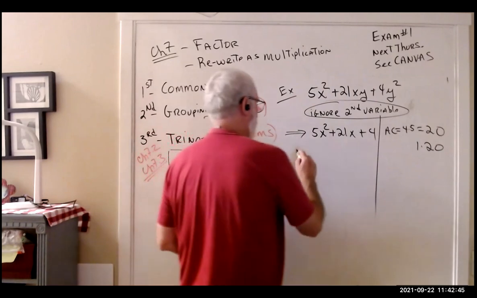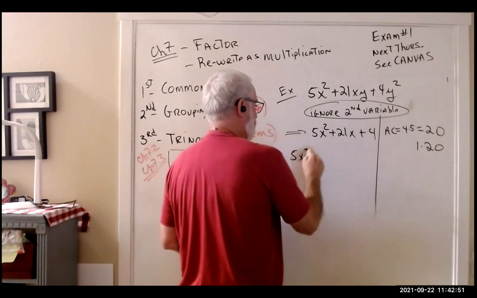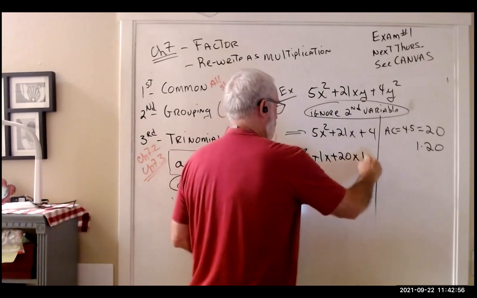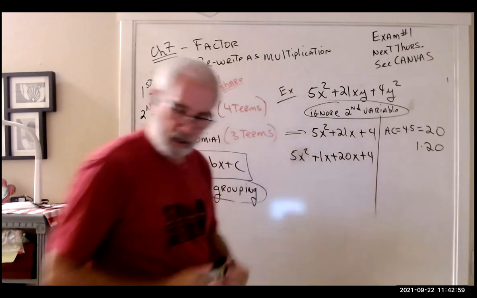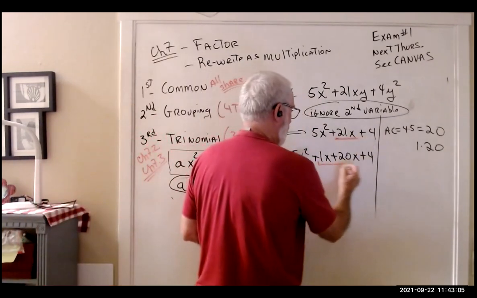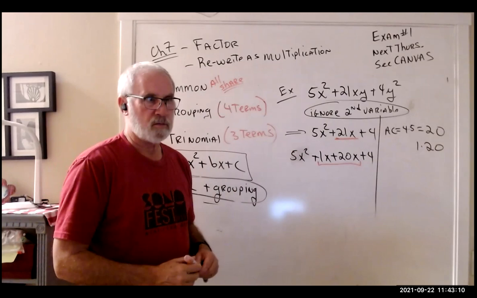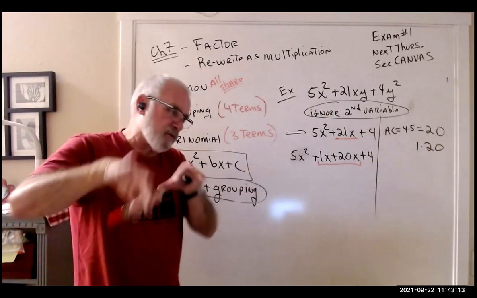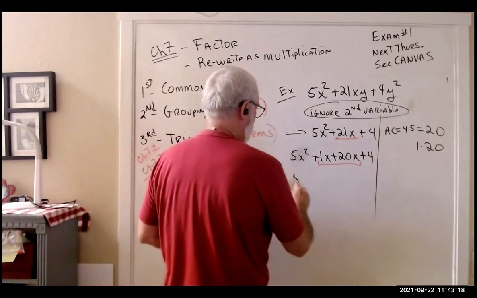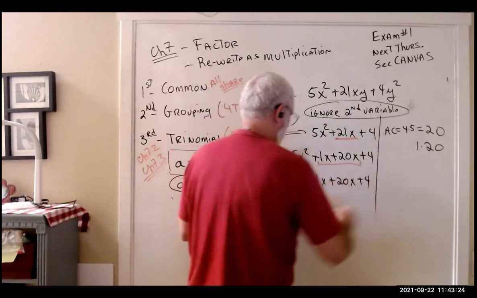So we come over here and we write this as 5x squared plus 1x plus 20x plus 4. Again, all we're doing is taking 21 and finding a different way to write it. It's still 21. We're just manipulating it a little bit, making it look different. Same thing, 5x squared plus 1x plus 20x plus 4.